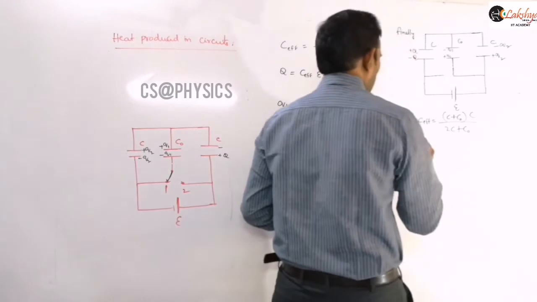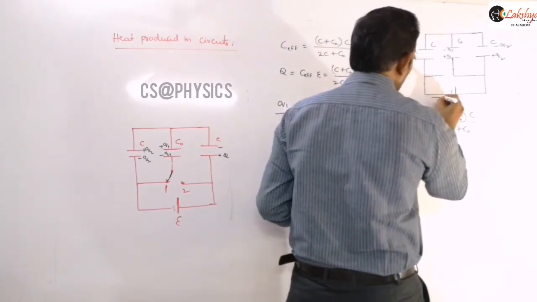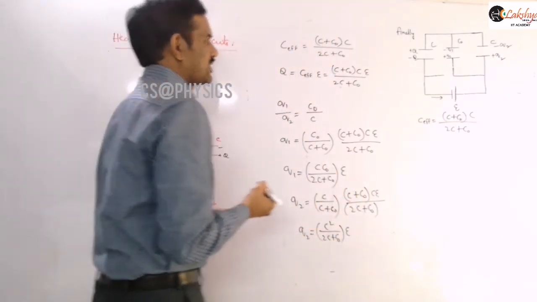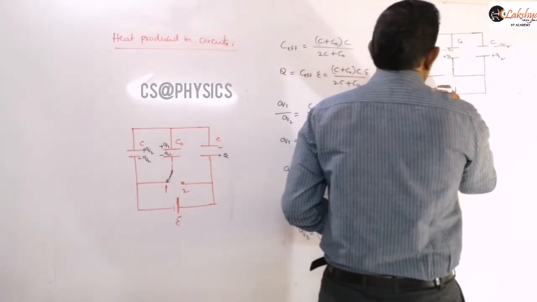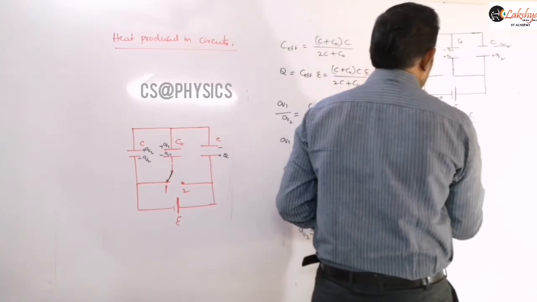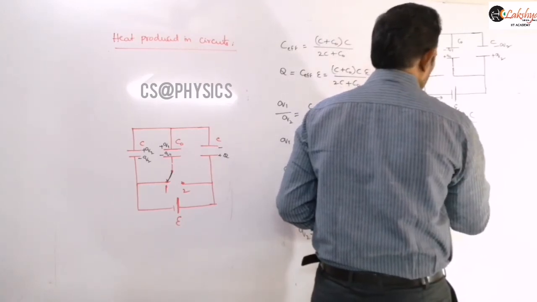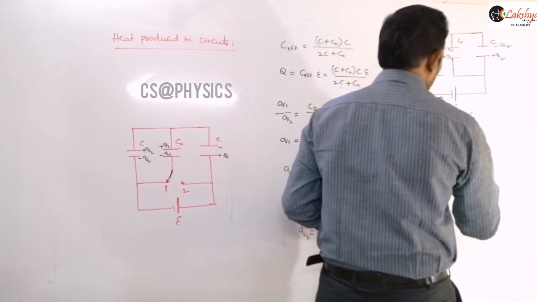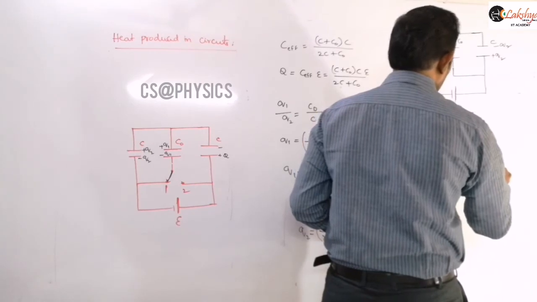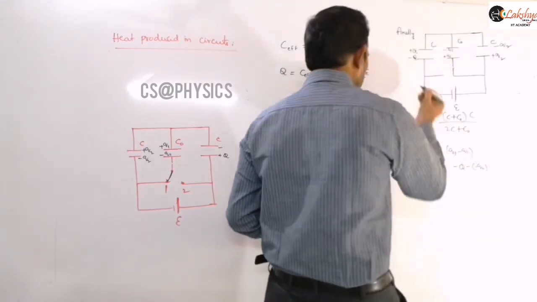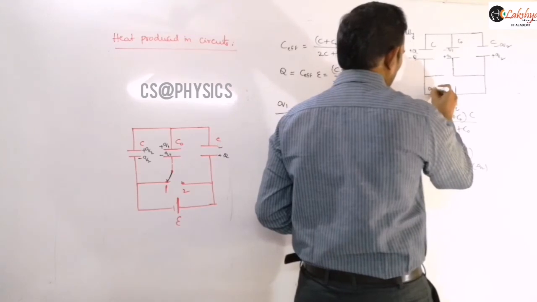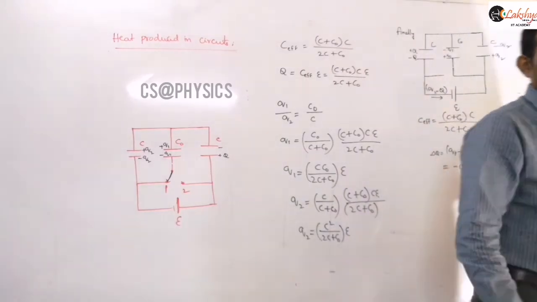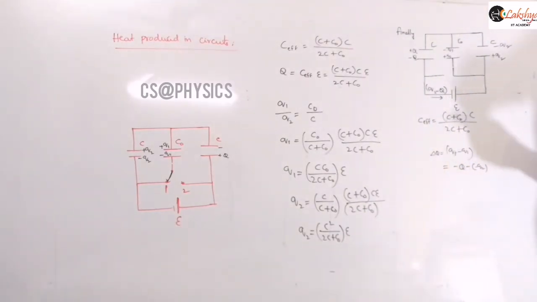So then you can write the charge flowing along this direction as the final charge minus the initial charge. The final charge is minus Q, and the initial charge is minus of minus Q2. So I am writing the charge flowing along this direction will be Q2 minus capital Q. That's the amount of charge flowing along this direction here.